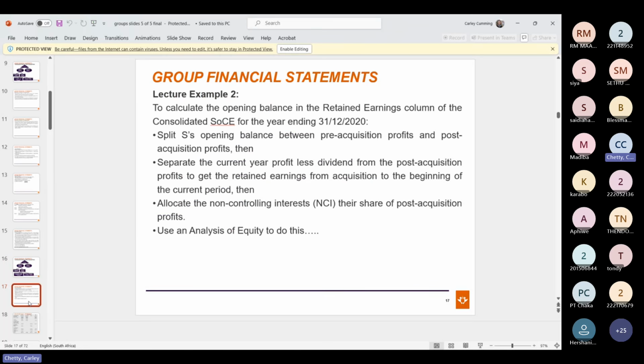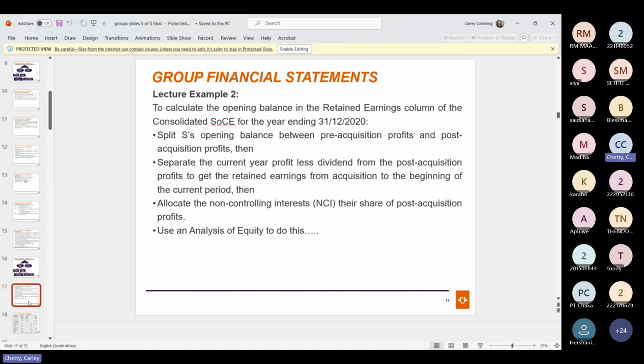So let's carry on with lecture example two. In order to calculate the opening balance in the retained earnings column of the consolidated statement of changes in equity for the year ending 31 December 2020, we need to split S's opening balance between the pre-acquisition profits and the post-acquisition profits, which is what we did in that diagram. Then we need to separate the current year profit less the dividend from the post-acquisition profits to get the retained earnings from acquisition to the beginning of the current period. Then we're going to allocate the non-controlling interest their share of the profits.